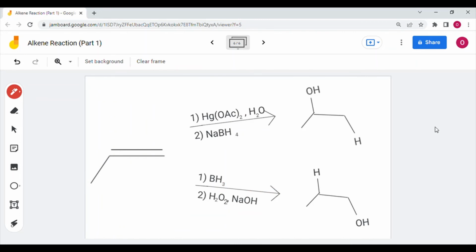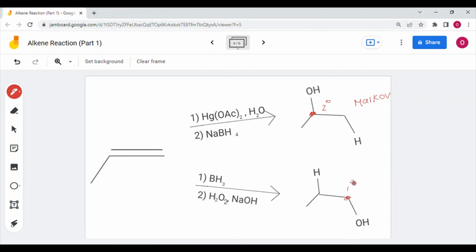So now the last set of reactions I'm going to be teaching you is about the hydroboration-oxidation reactions. So if we have some kind of alkene, and we react it with Hg(OAc)2 and H2O as well as NaBH4, this is going to convert this alkene into an alcohol. And something I want to point out to you is that look how this alcohol is on the secondary carbon instead of the primary. So this is Markovnikov. Conversely, when we react this alkene with BH3 and some kind of peroxide and NaOH, we're going to also get an alcohol, but this is on the primary carbon.